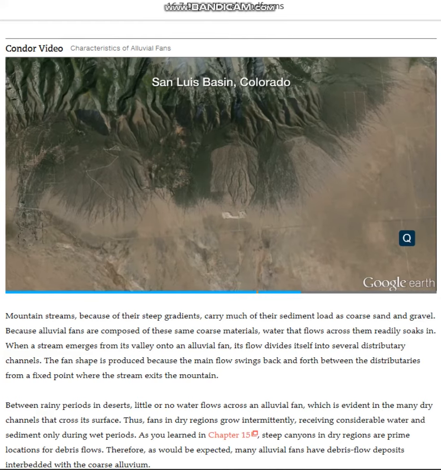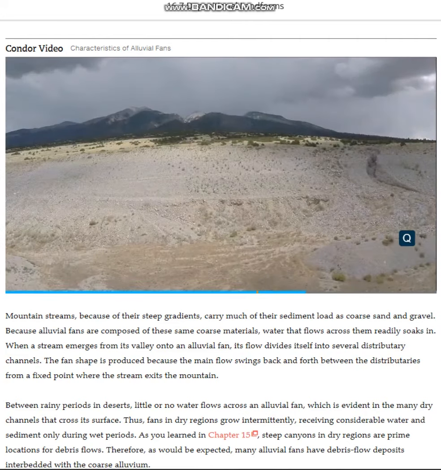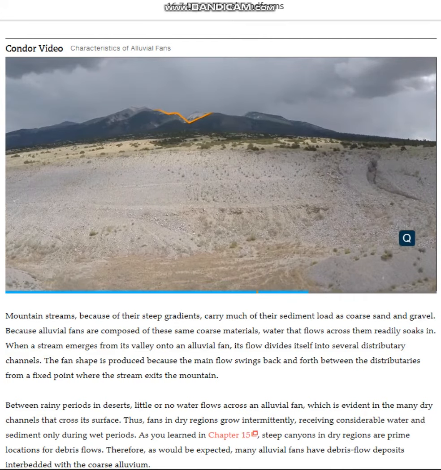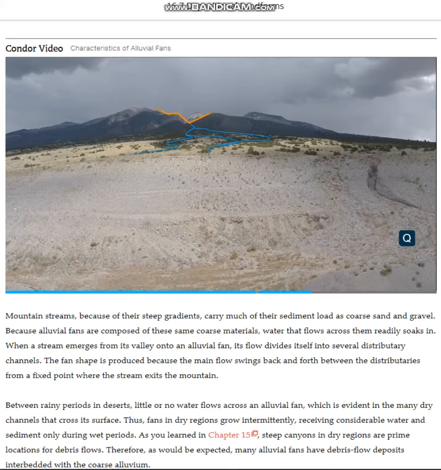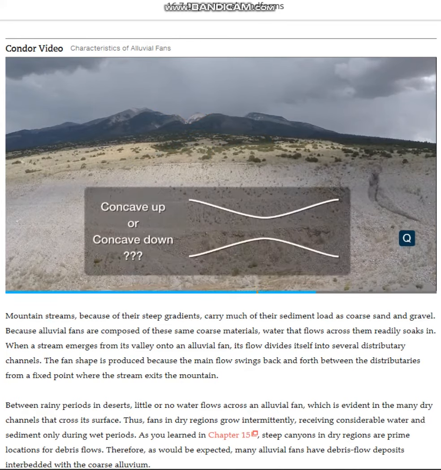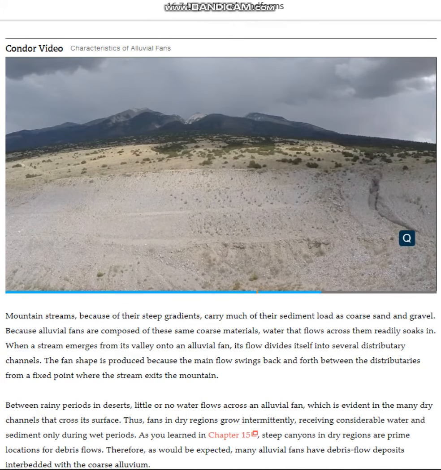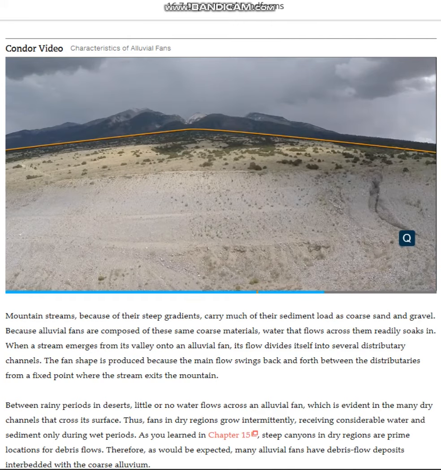Let's get another field view of fan geometry from the gravel quarry. From this view, you can see the canyon from which this fan originates and the shrubby vegetation that mostly occupies channels. Looking at the cross fan profile, do you see a concave up or concave down surface? The cross fan profile is concave down.